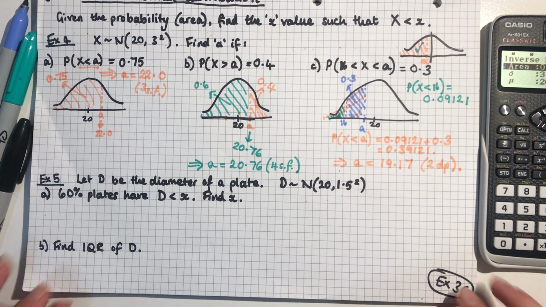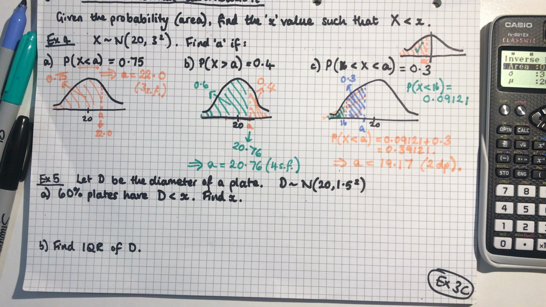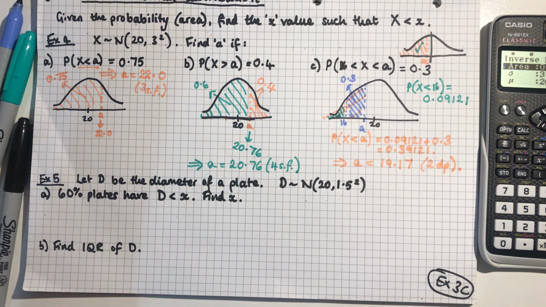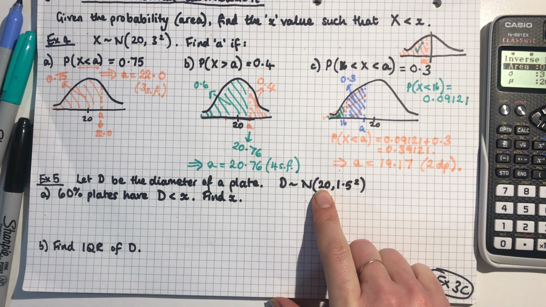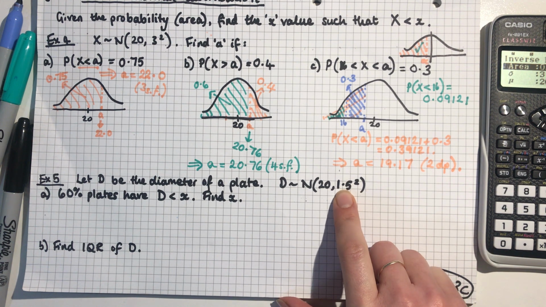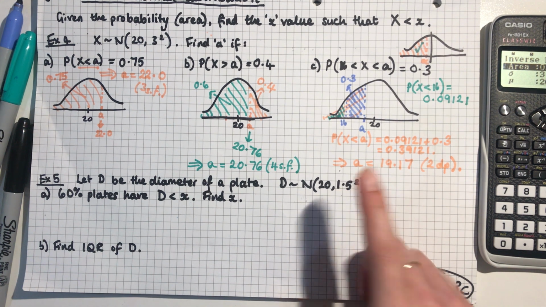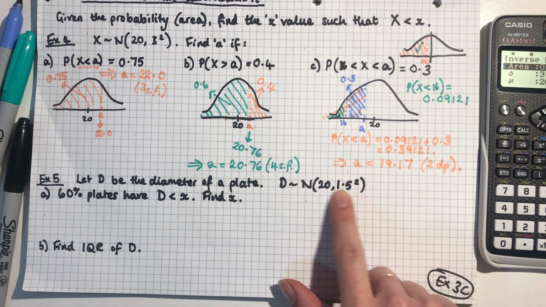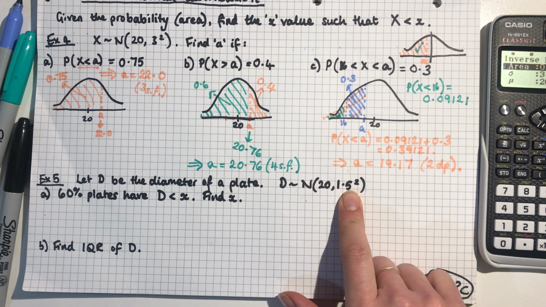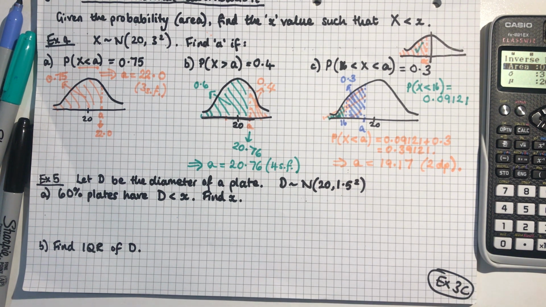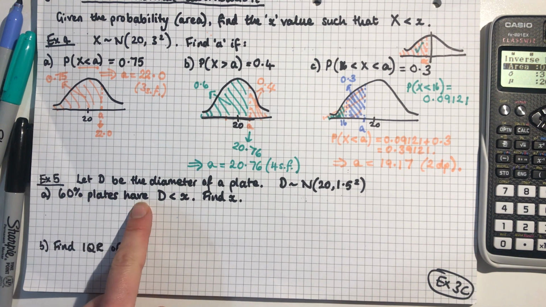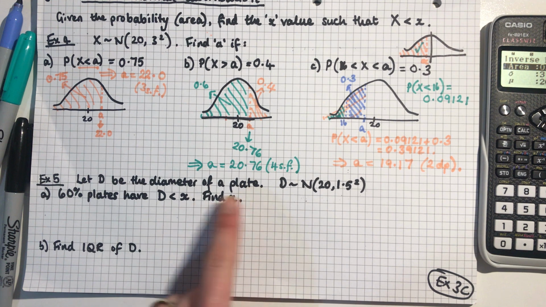Example 5 tells us that we have a continuous random variable called D, and D is the diameter of a plate in centimetres, and these are plates that are made during a manufacturing process. We know that these plates have an average diameter of 20 centimetres, and their standard deviation is 1.5, which means the average deviation away from that mean of 20 is 1.5. But don't forget, we write the variance here, so we can either write what 1.5 squared is, or just write 1.5 squared. Now, we're told that 60% of plates have a diameter less than some unknown value x, and we've got to find that x.